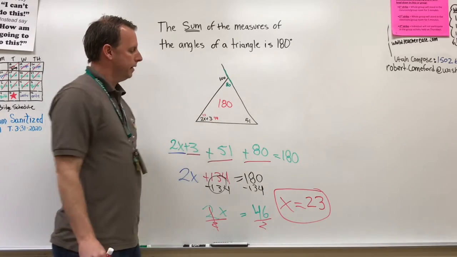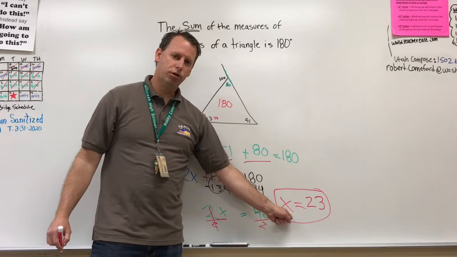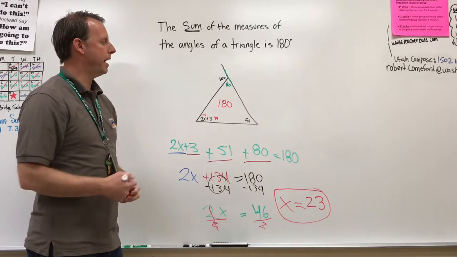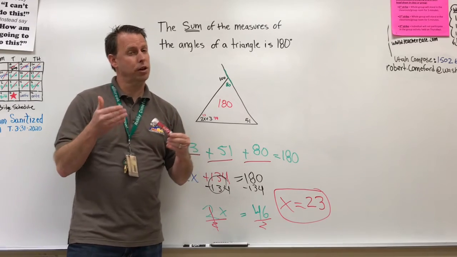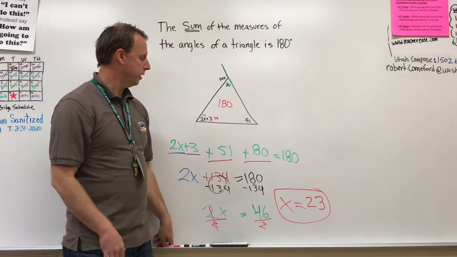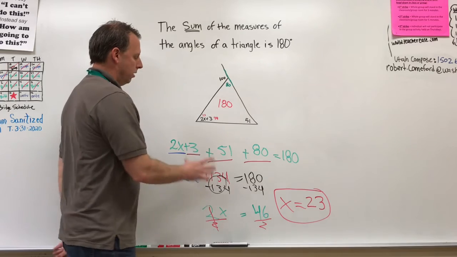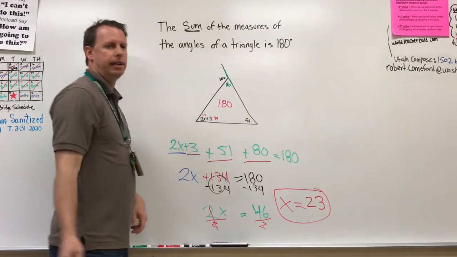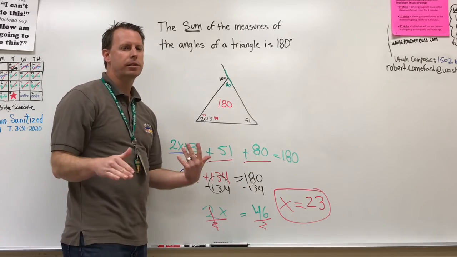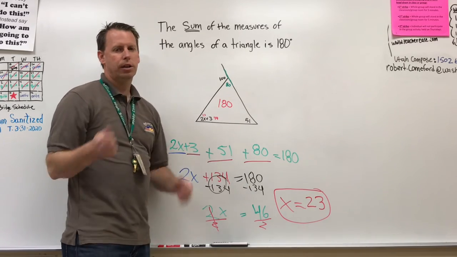We did it right. But again, what you're doing today is you're solving for x. You can plug it back in if you're asked to find the angle, or if you want to check your work. That's what we're doing. Again, the basic equation: one angle plus the other angle plus the other angle equals 180. You just write out that equation every single time and solve for x, and you're good to go.